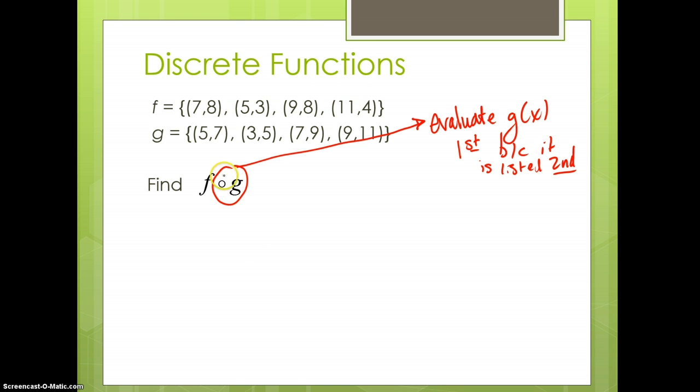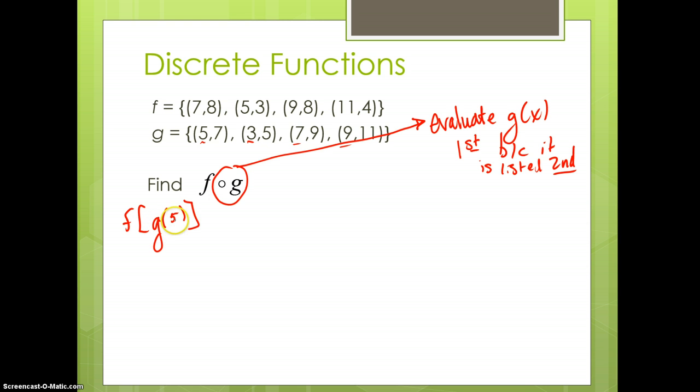In this case, the second letter that's given, so f of g, g second, we're going to evaluate g of x first. If this was g of f, we would do f first. So we start with our g function, and we're going to take each x value, so we're going to have a total of 4 different things that happen. We're going to start with our very first one, which was 5. So what we're going to end up doing is this, f of g of 5.